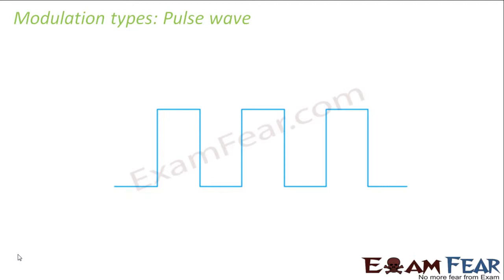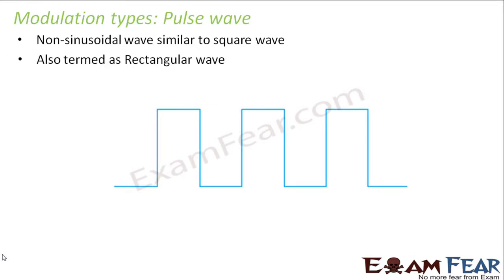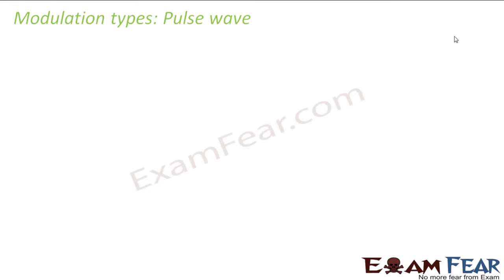First, let us see what is a pulse wave. What exactly is a pulse? As I said before also, it is very similar to a square wave, just that it is not symmetrical like a square wave. So it is a non-sinusoidal wave similar to a square wave. It is also known as a rectangular wave because when I talk about a square wave, it will be somewhat like this, width and this width, everything will be the same. But when I talk about a rectangular wave, it is not like that. Right? So these kinds of waves are known as a pulse wave. So a pulse wave can be a rectangular wave, it can be a square wave.